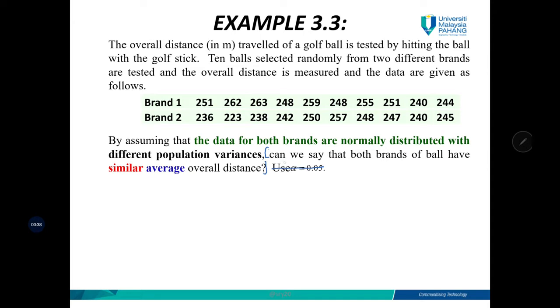Look at the claim given. Can we say that both branches of wall have similar average overall distance? The keyword here is average. Average is the same as mean. So for the average, the notation here should be mu, because a claim must be for a parameter, and here there are two branches and the relationship between them is similar, so this means mu1 equals mu2. Since the parameters used here are mu1 and mu2, this is under the difference between two means.